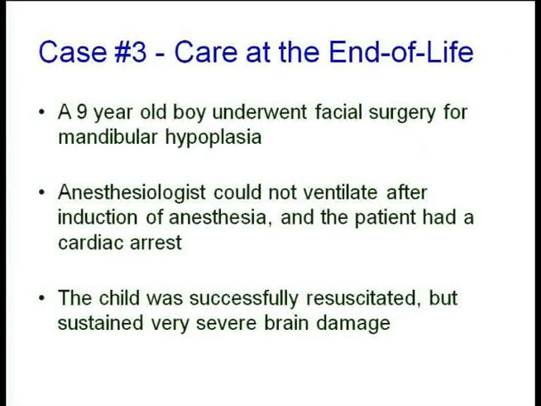I'm going to use a case here for a moment, and it's a pediatric case, but I think the issues are broadly generalizable, and I use it because it's a real case. This is a case that occurred in the ICU at University of California, San Francisco a few years ago, and was in the papers. It involved a 9-year-old boy who underwent facial surgery for mandibular hypoplasia. The anesthesiologist could not ventilate after induction of anesthesia, and the patient had a cardiac arrest.